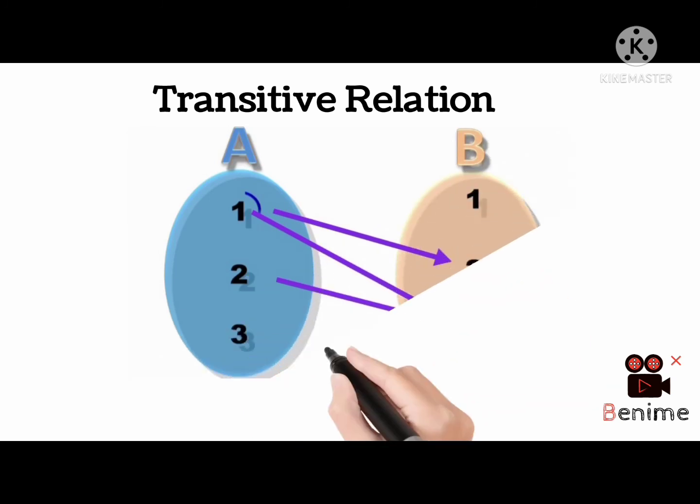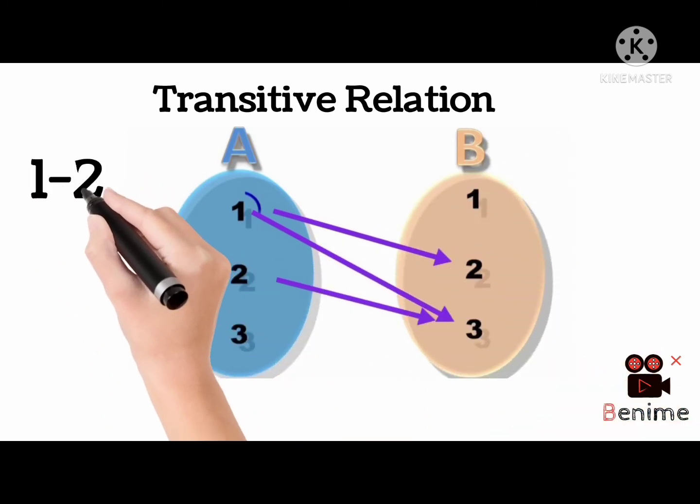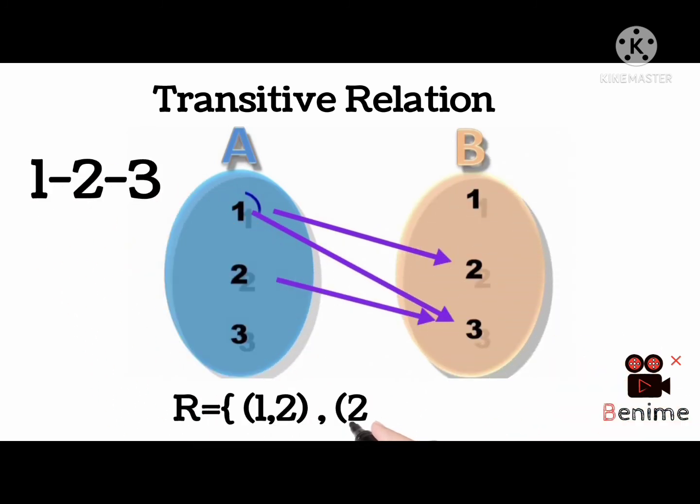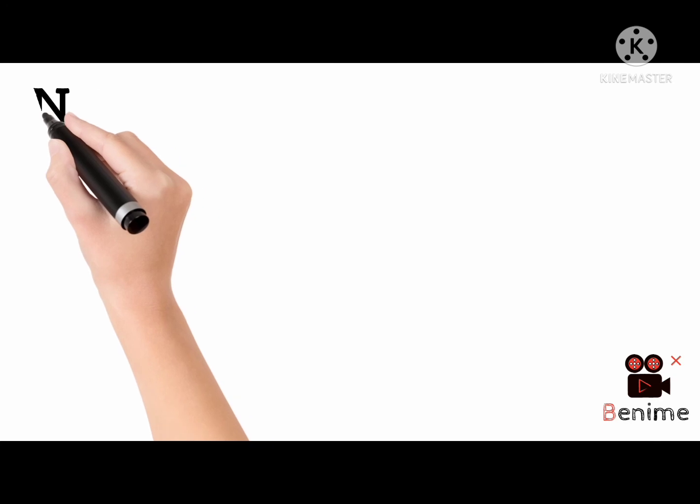Okay, so here's the illustration in transitive relation. As we can see here, there is a connection between 1 to 2, 2 to 3, and the shortcut between 1 to 3. So our ordered pairs are (1, 2), (2, 3), and (1, 3). So it is a transitive relation because it does the shortcut from the first element to the third element, which is 1 and 3.